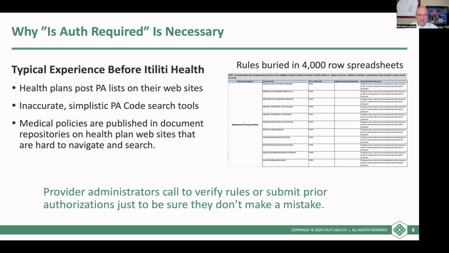And when they're in doubt as to whether they've got the right rules, provider administrators will just pick up the phone. Those phone calls become very cumbersome because oftentimes the health plan call center uses the same ineffective tools. The other option for the provider is just to submit a prior authorization. That way they know they'll be covered in case they've made a mistake looking at those PA lists.